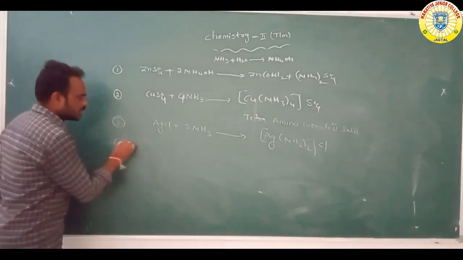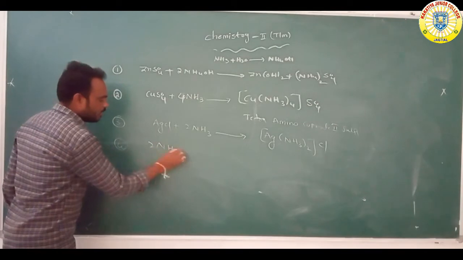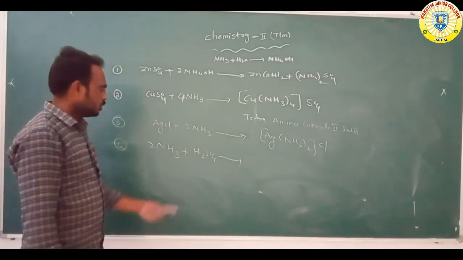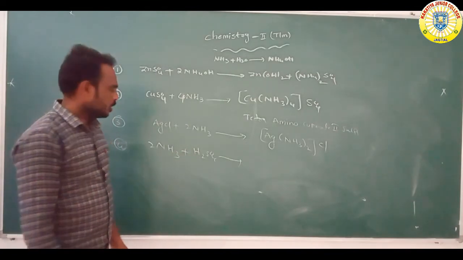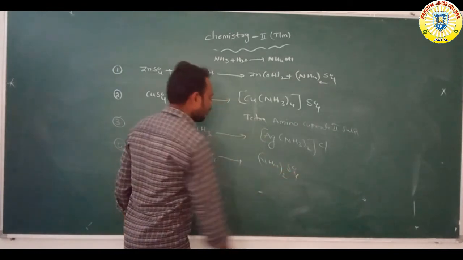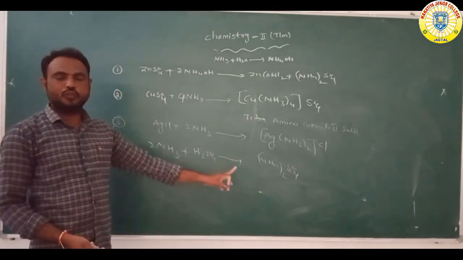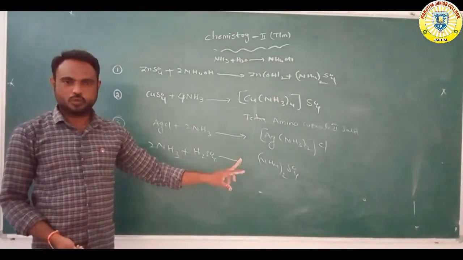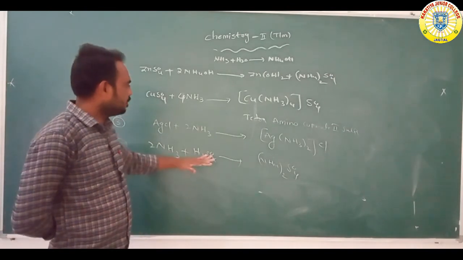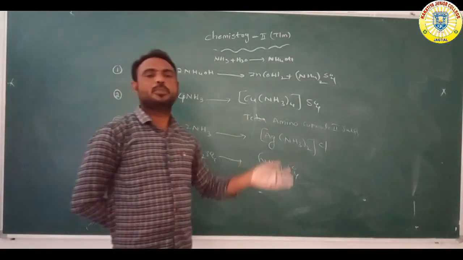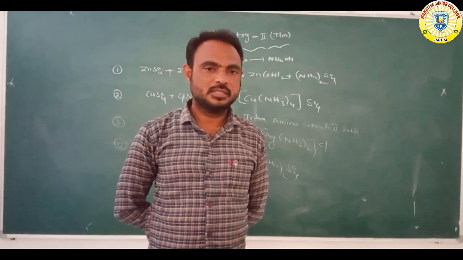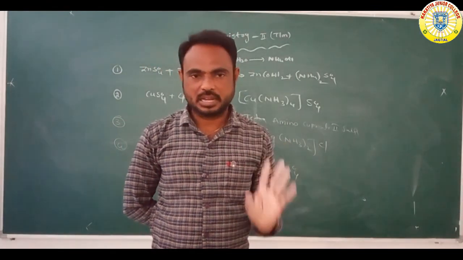Next, when we take ammonia, it reacts with H2SO4, sulfuric acid. In this reaction we get (NH4)2SO4, NH4 taken twice SO4, which means ammonium sulfate. So those are the chemical properties of ammonia. We will discuss the remaining topics in the next class. Okay.